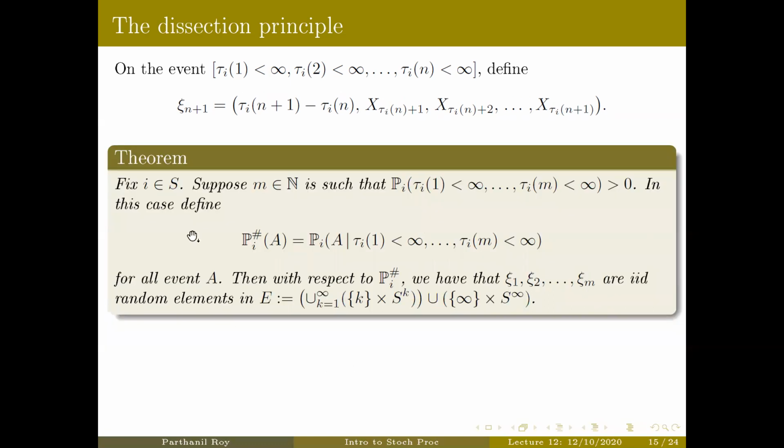Now, of course, this statement may look very complicated because of this conditional probability there. But note that this is important because without this conditional probability, the sequence psi1 up to psi m are not even well defined. Note that this statement is only about the first m elements of the sequence, psi1, psi2 up to psi m. I'm not talking about a psi m plus 1 or anything after that.